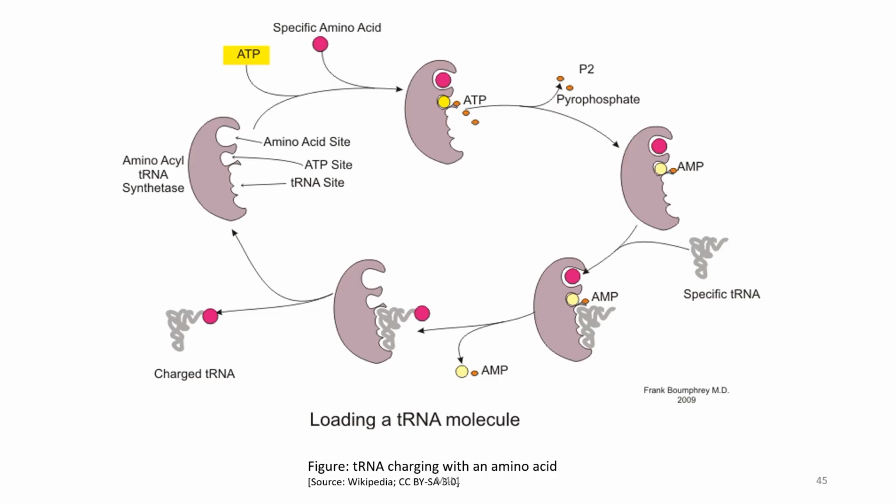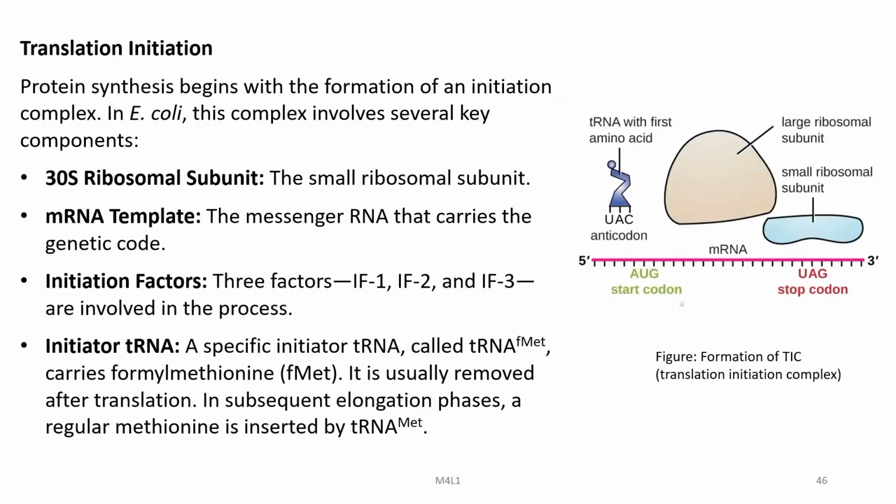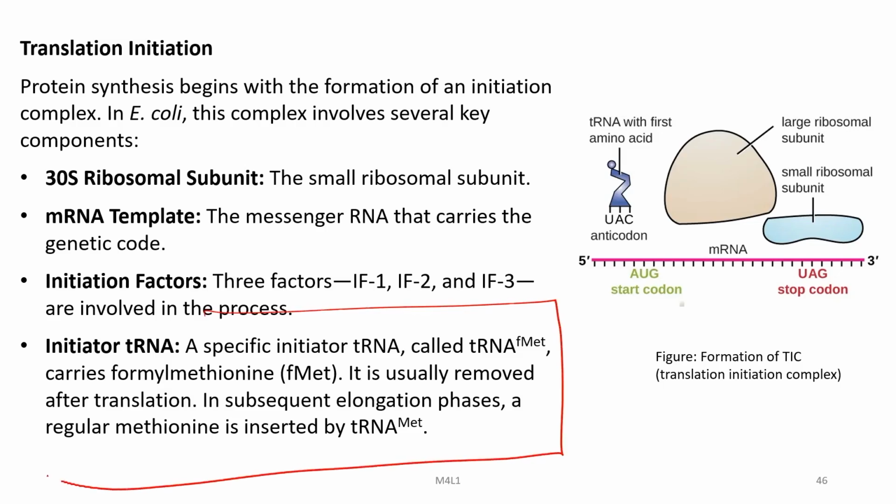So, how does translation initiation happen? Protein synthesis begins with the formation of an initiation complex. In E. coli, this complex involves several key components: the 30S ribosomal subunit, the mRNA template, the messenger RNA that carries the genetic code. Then there are initiation factors called IF1, IF2 and IF3, which are involved in this process. Then there is a specific initiator tRNA called tRNA fMet, which carries formyl methionine.